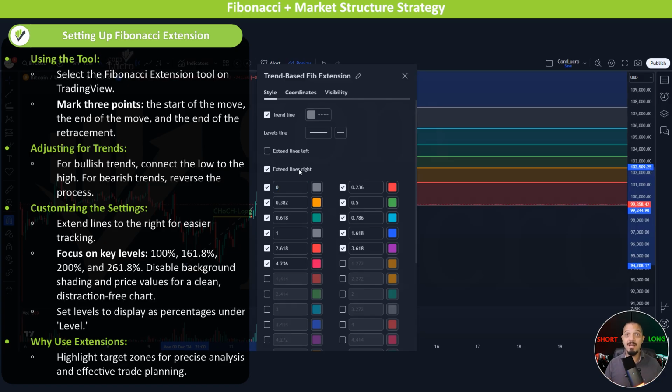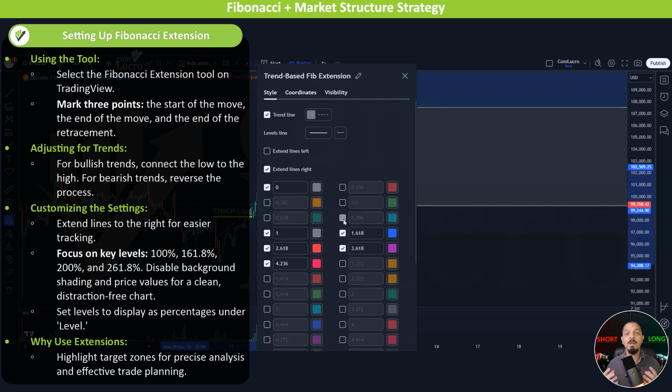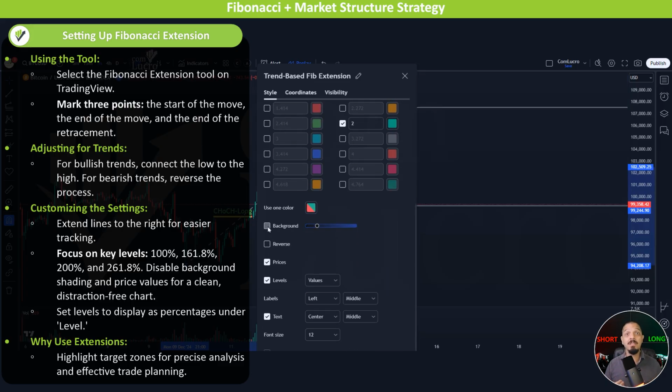First, extend the lines to the right, making them easier to track as the price evolves. Next, remove unnecessary levels and focus only on the key ones: 100%, 161.8%, 200%, and 261.8%. Disable the background shading to keep your chart clean and visually focused. Also, turn off the display of price values to minimize distractions. Lastly, under the level section, switch to % to display the extension levels as percentages.